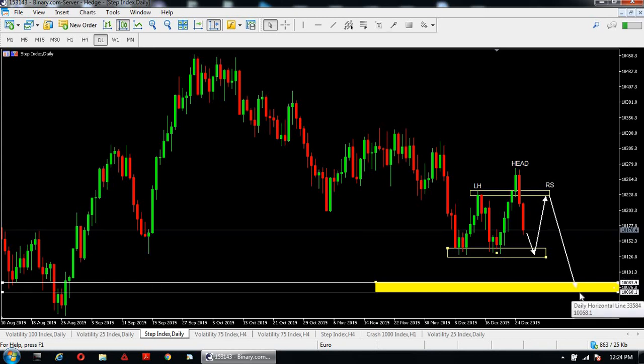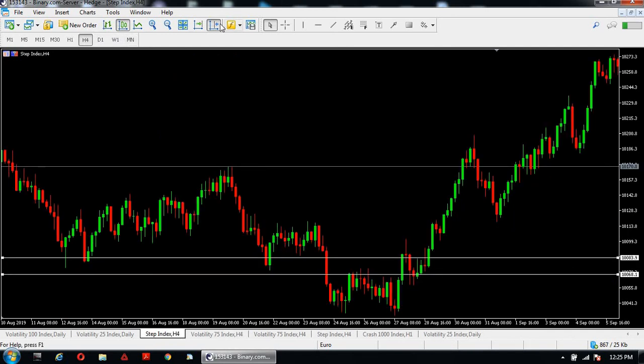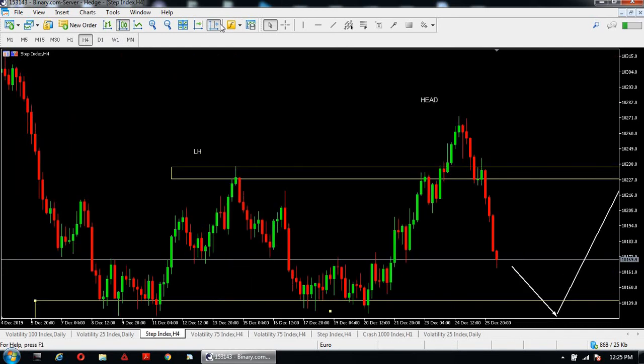Because guys, what we do is we consider the weekly and the daily time frames for the direction of the market. That's what I do. I consider the weekly and the daily time frame for the direction of the market, and then the 4 hours time frame I most likely consider that for entries. Yeah. So this is my thought process on step index.